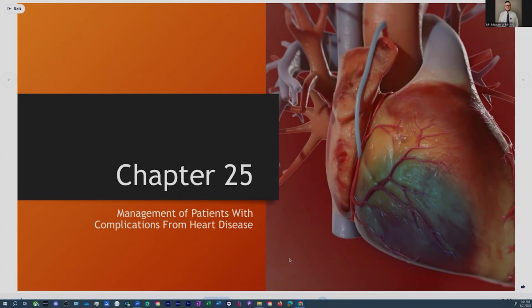So we're talking about chapter 25. This is management of patients with heart failure. So this chapter 25 is all about heart failure, and that's what we'll be discussing.